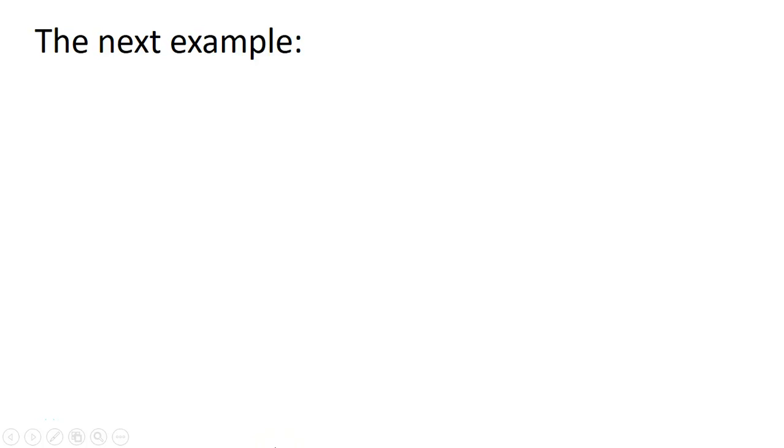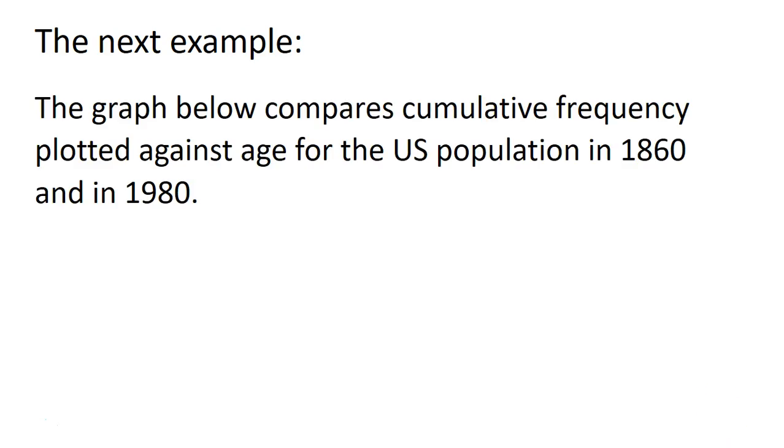All right, let's try to wrap this up here in Unit 1, Chapter 5. We were spiraling back through, hitting on things like box plots as well, comparing data. I left you with this one: the graph below compares cumulative frequencies plotted against age for the U.S. population in 1860 and in 1980. So they were comparing them, right?